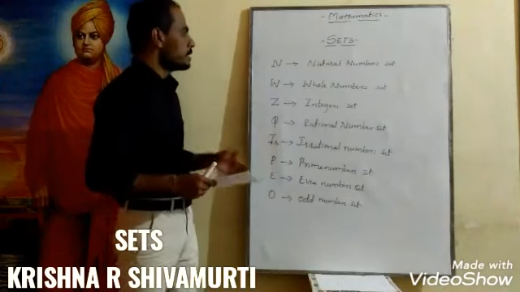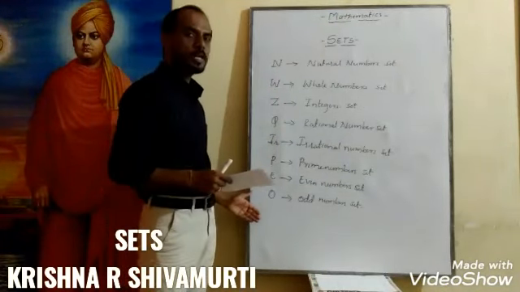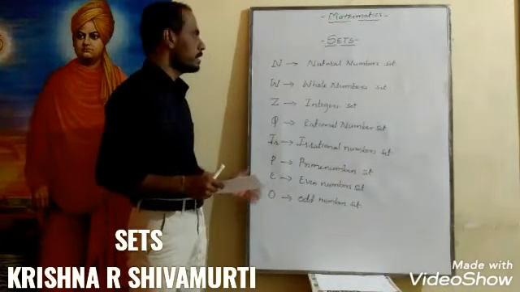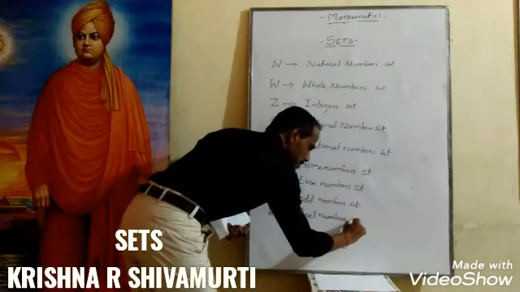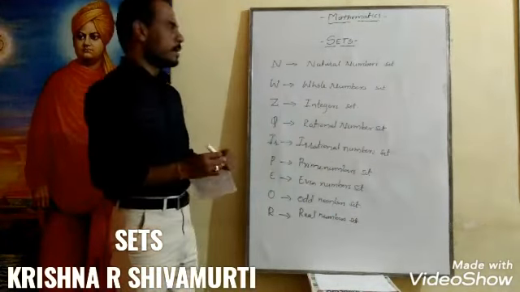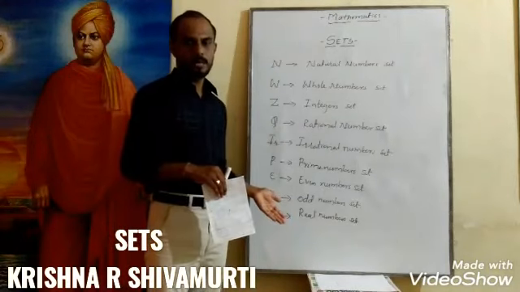These are the standard notations of the sets. Natural numbers N, whole numbers W, integers Z, rational numbers Q, irrational numbers IR, prime numbers P, even numbers set E, odd numbers set O, and real numbers set capital R. Okay students, these are the standard notations. I hope you understood.